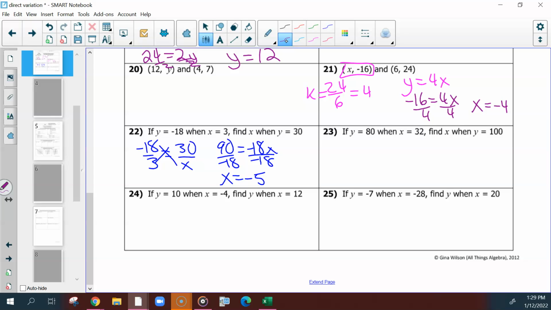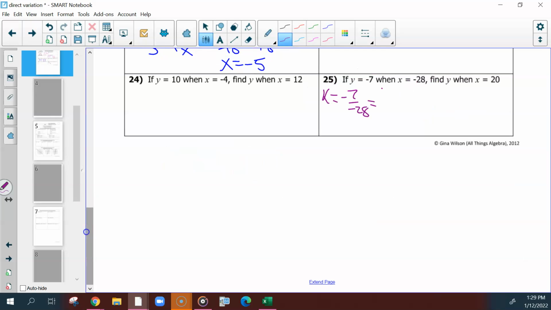For 25, I'm going to go back and do it the other way. So find my value of k first, dividing negative 7 and negative 28. That will become 1/4. Now I have my k value. I could put that into my equation. y equals 1/4 x.